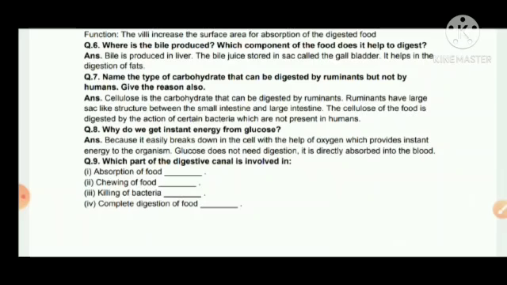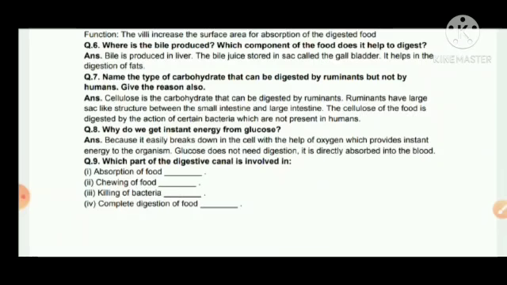Next, why do we get instant energy from glucose? Because it easily breaks down in the cell with the help of oxygen, which provides instant energy to the organisms, and glucose doesn't need to be digested, it is directly absorbed into the blood.